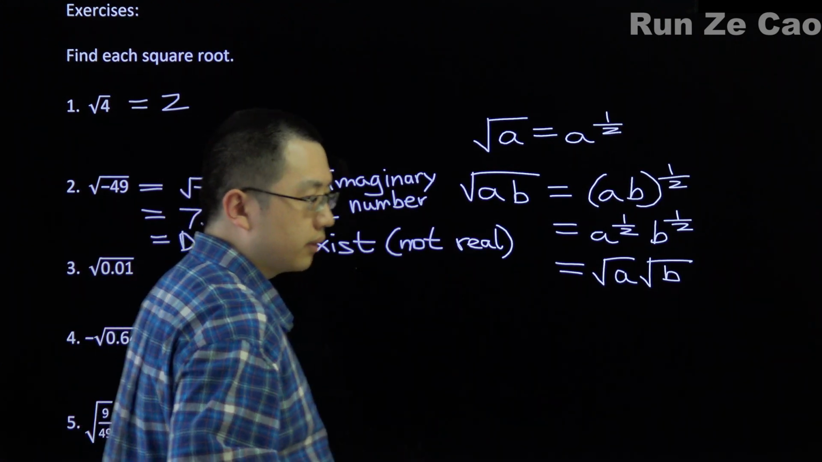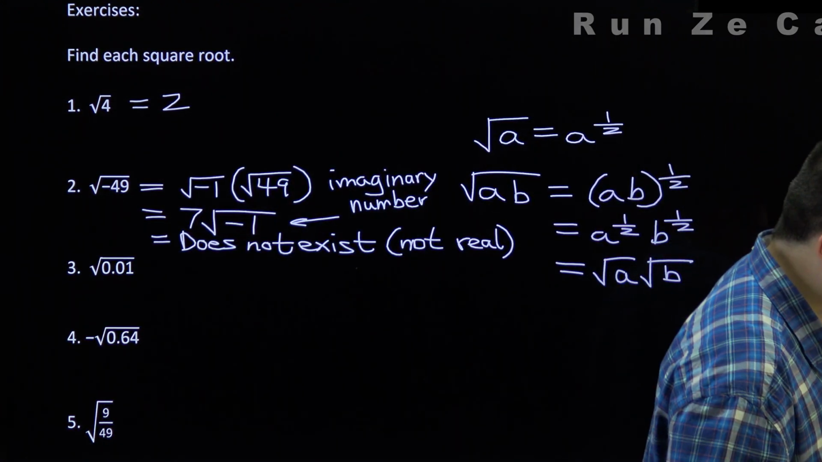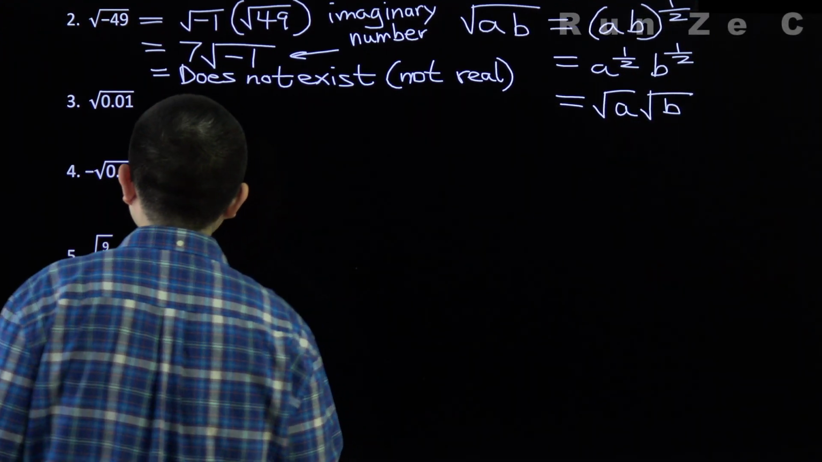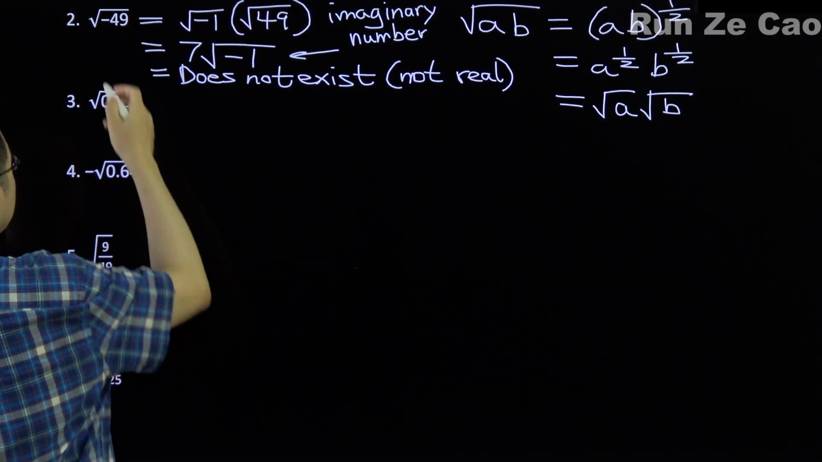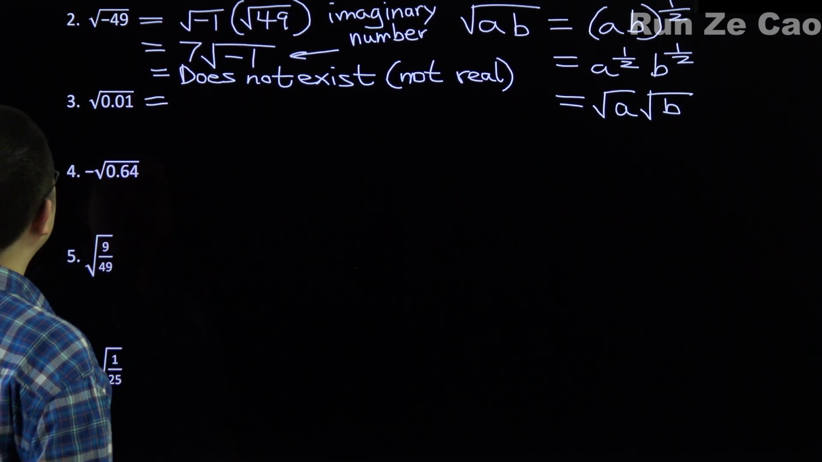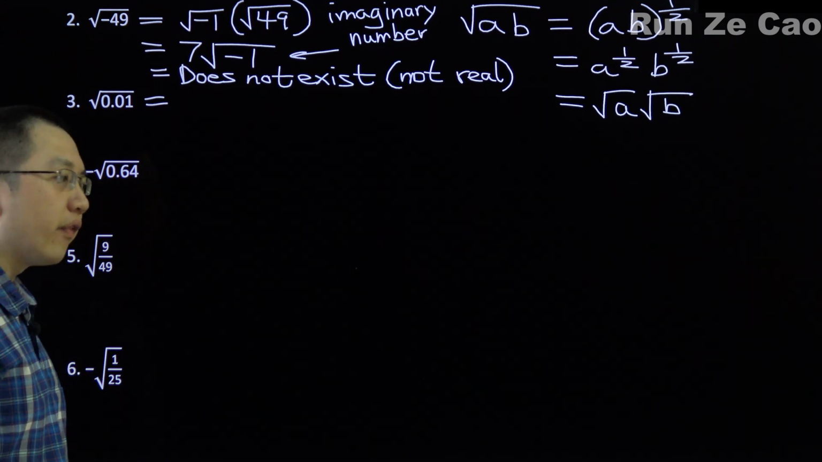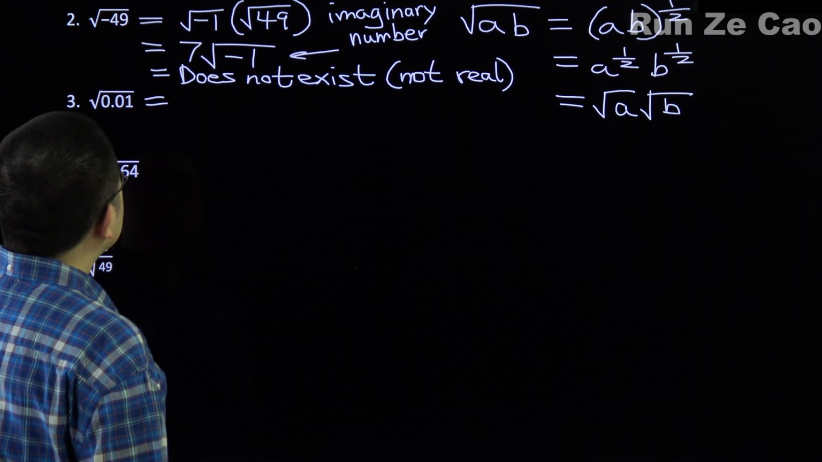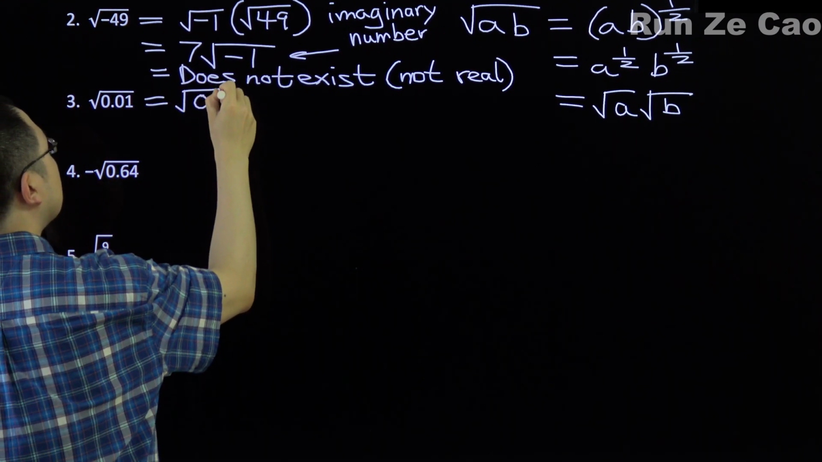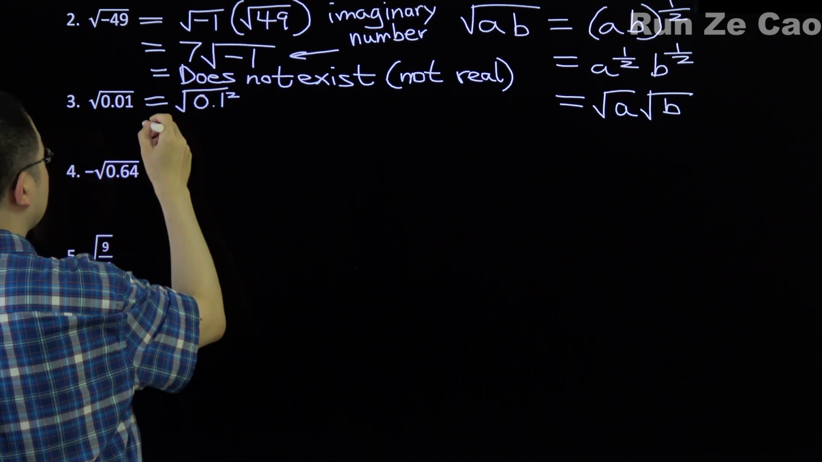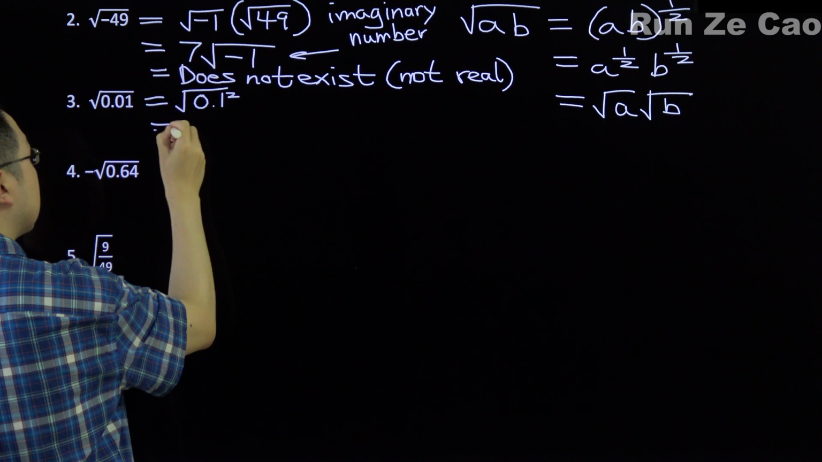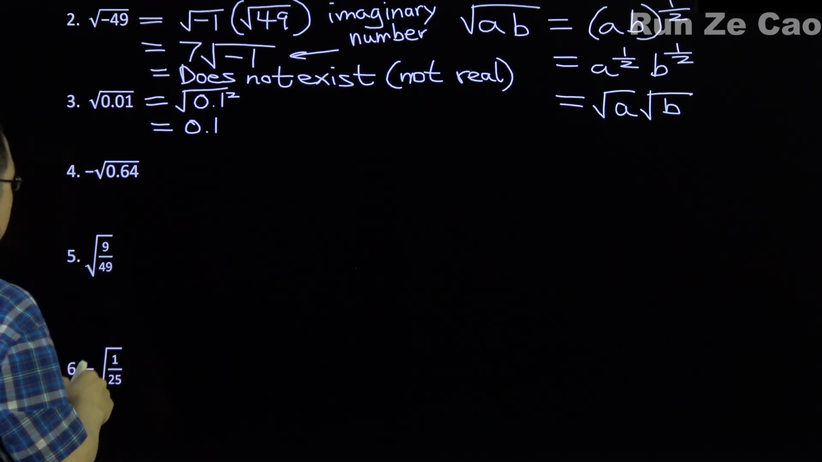Okay? So the square root of 0.01 would be... now we know that we can't square root negative numbers, but what if we have decimals, like values less than 1? Well, what is 0.1 times 0.1? I mean, it's equal to 0.1 squared is 0.01. So the square root of that is equal to 0.1.